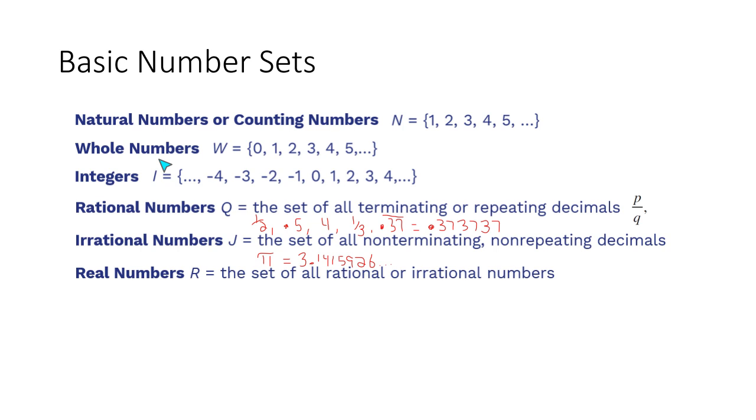The whole numbers are very similar to the natural numbers, but the big difference here is that the whole numbers begin with 0. Okay, so instead of N starting at 1, it's going to start at 0.